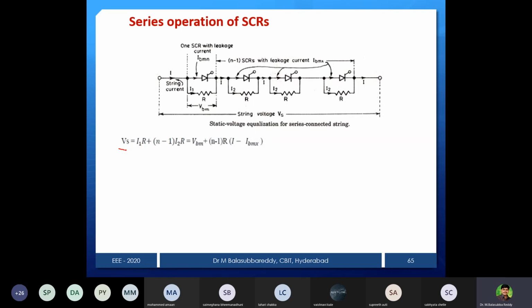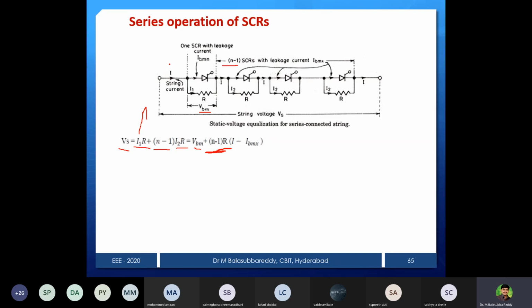You can see Vs, what is the first drop? I1 into R, that is nothing but VBM. So first I write I1 into R plus what are the other drops? I2R plus I2R plus I2R and so on. How many do we have like that? N minus 1. Therefore, n minus 1 into I2R. What is I1R? I consider VBM plus n minus 1 into I2R, that I can write as n minus 1 into R. What is I2?